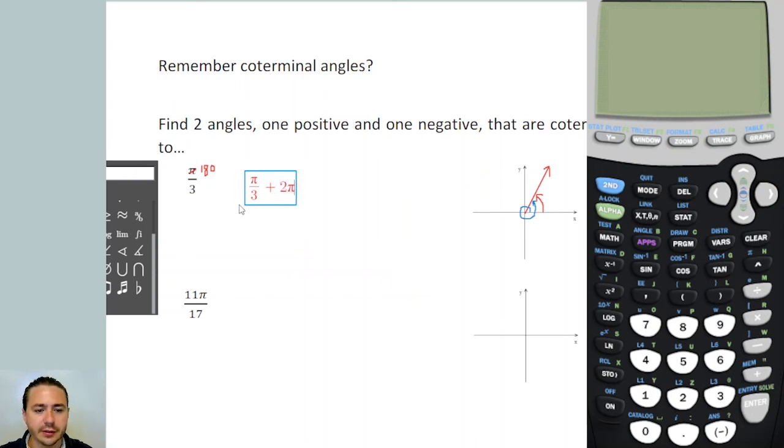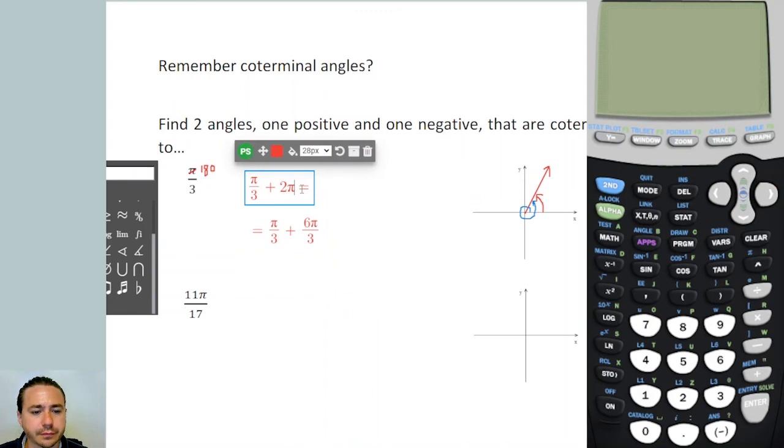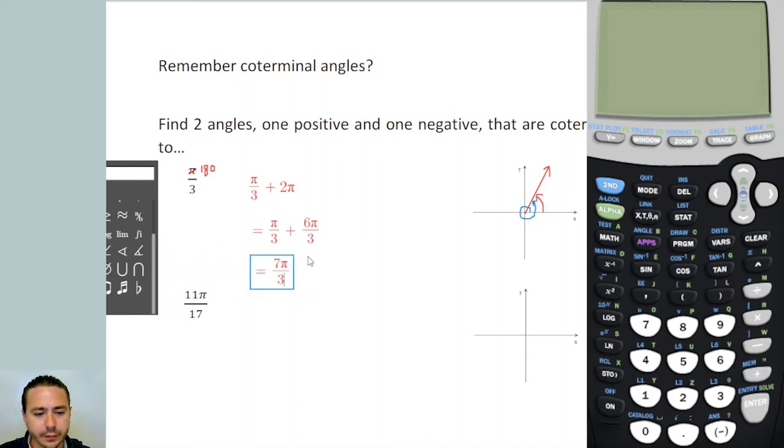Where'd my pi button go? There it is. Equals, okay, so let's talk through how we're going to add these. To add fractions, you need to find a common denominator, which in this case would be 3. So we'd have pi over 3 plus 6 pi over 3. Okay, and now we can just add. So 1 pi plus 6 pi is 7 pi over 3. Let's clean this up a little bit. Here we go. Equals 7 pi over 3. So this would be a positive coterminal angle.